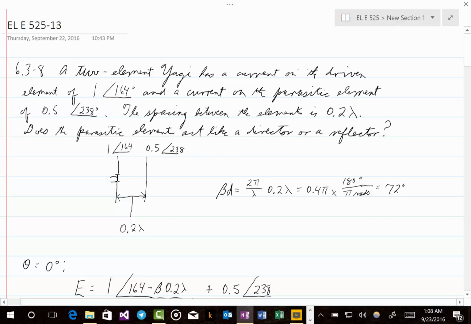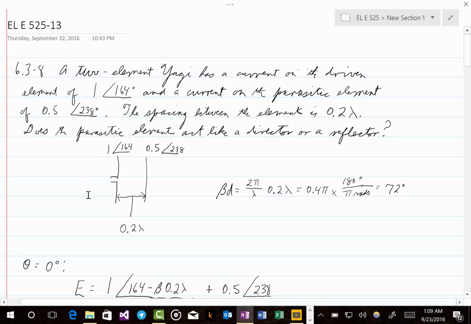So let's first make sure we understand the geometry of this problem, and then we'll begin to discuss how to solve it. Here is the driver element, and here is the parasitic element. I would suggest that on any problem of this type, you set up the driver as the leftmost element and the parasitic element as the rightmost element. Again, I'm only saying this for problems where you have a two-element Yagi and you're asked this kind of question. Otherwise, the situation may be different.